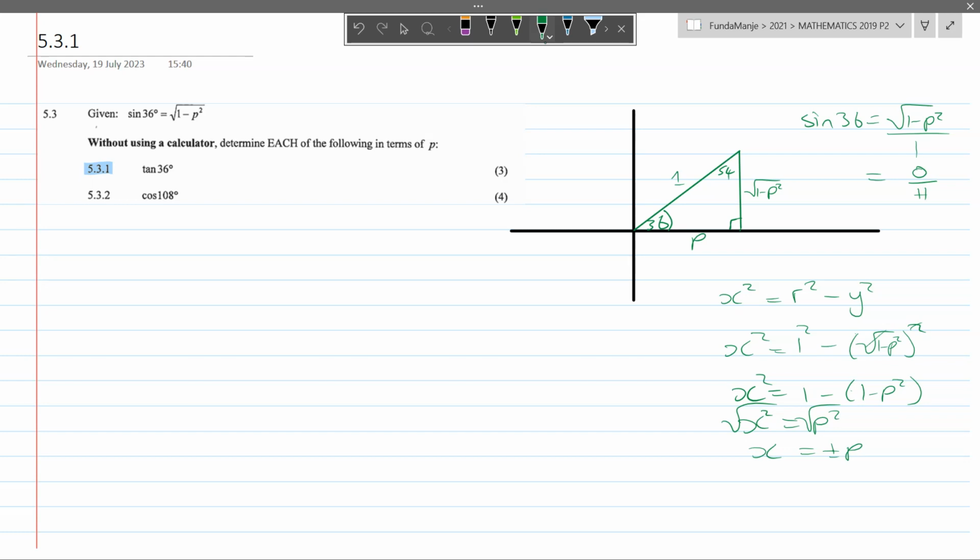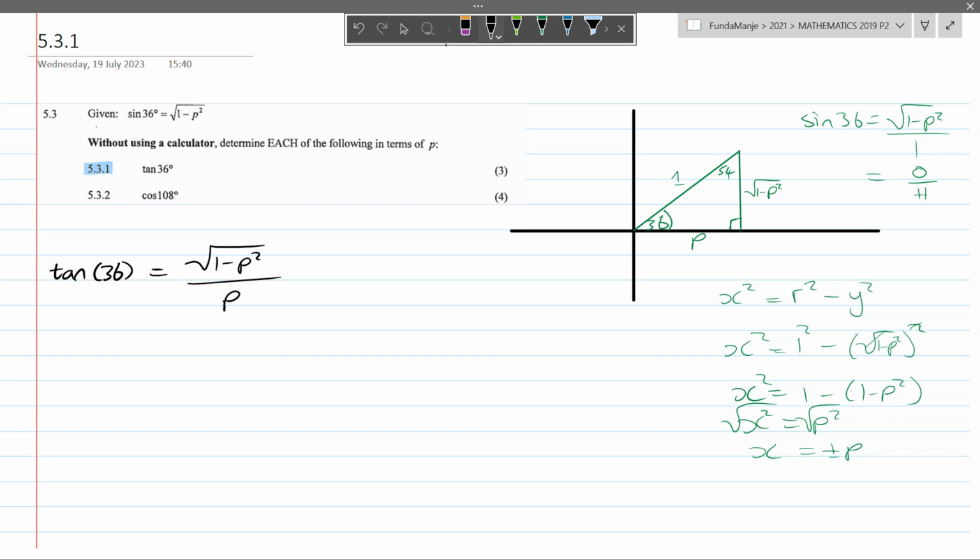So for 5.3.1, we have to determine what tan 36° is. Now, getting tan 36° isn't too much of a problem, because we filled in all the information on our diagram. It's a simple matter of knowing what the components for tan are. So this will be opposite over adjacent, which is root of 1 minus p squared over p. And that is your answer.